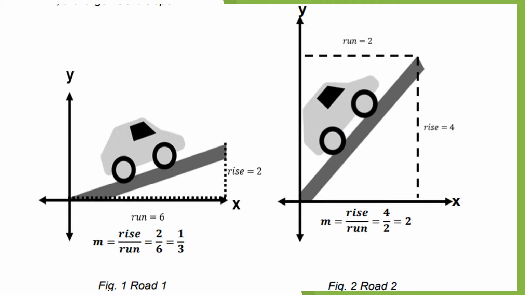Okay, if you observe figure 1 and figure 2, alam nyo na pataas yung card, di ba? Papunta sa taas. So when you observe, the rise of figure 1 is 2 and the run is 6. So when you get the slope, rise over run, 2 over 6, that's 1/3. But in figure 2, if you can see there that the rise is 4 and the run is 2, right? So when we solve it, the slope is 4 over 2 is 2.